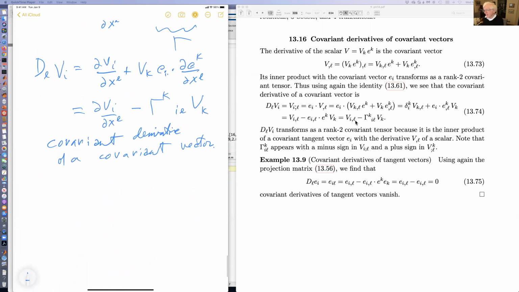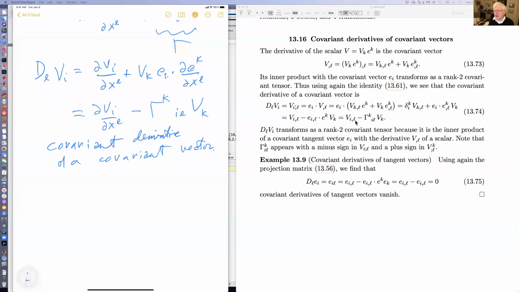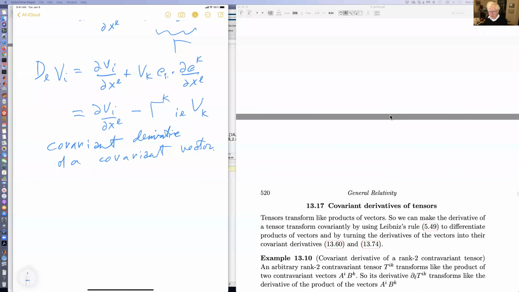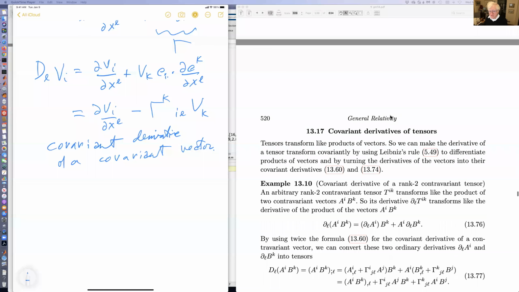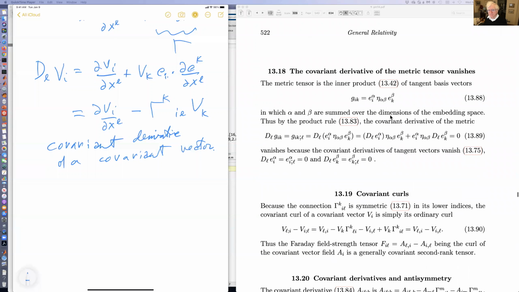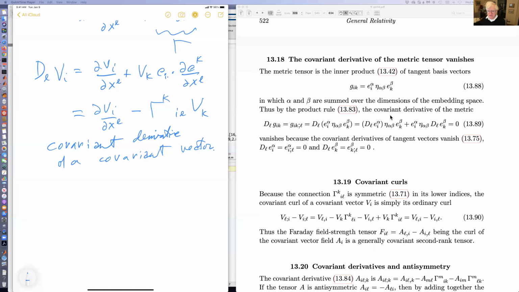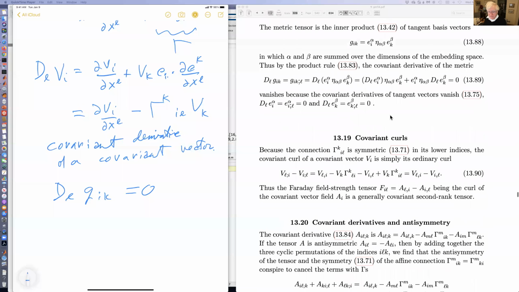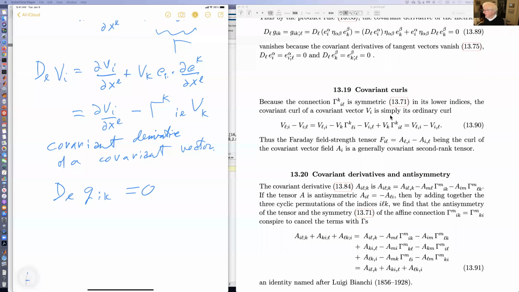And just as covariant and contravariant vectors get generalized to covariant and contravariant or mixed tensors, so too you can take covariant derivatives of all kinds of tensors, and that's explained in these sections. And one thing that you can show is that the covariant derivative dl of GIK actually is 0. And I think I'll stop here because we're out of time.